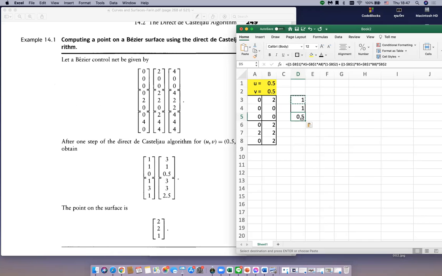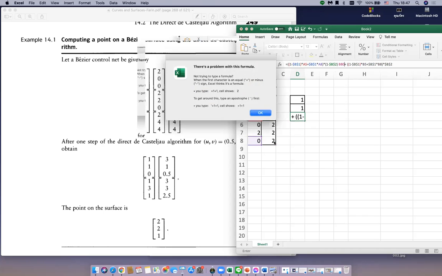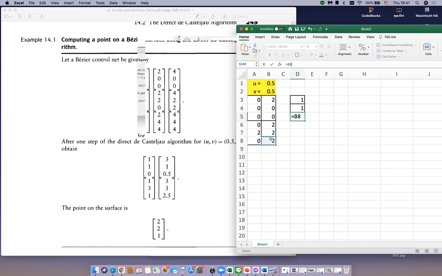Why is it 110.5? Oh, this one is 220. 220. Wait. This one is 0. Okay, so we can get this one. Okay, when I do the same thing, I just simply copy this one. It will be interpolate.